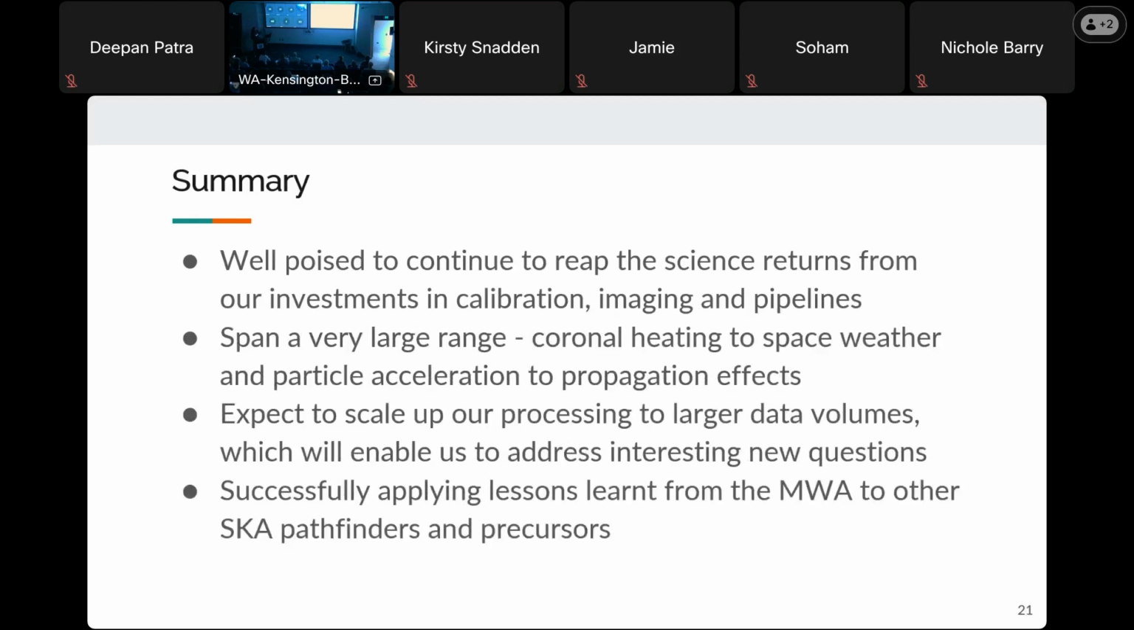So in summary, all I want to say is that we are really well poised to continue to reap the science results from all the effort we have put in building our ability to calibrate and image. The science applications span a very large range. I've already given you a sense for that. We are working on scaling up our processing and successfully applying the lessons we have learned from MWA to other SKA pathfinders. And with that, I'll stop and take any questions.